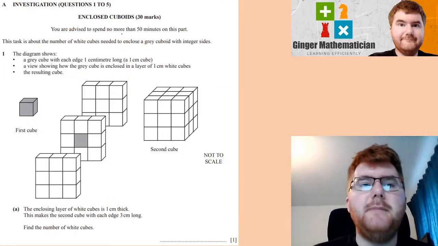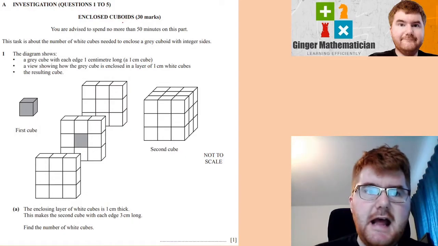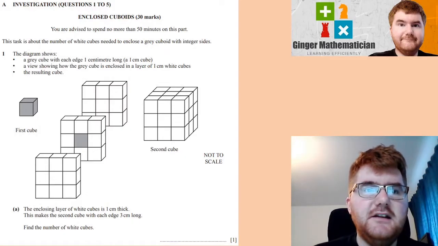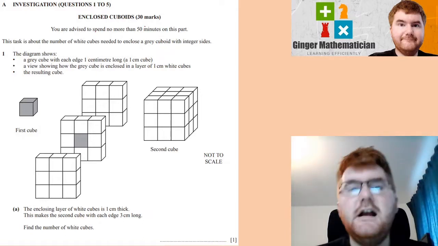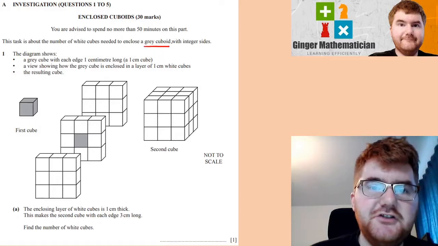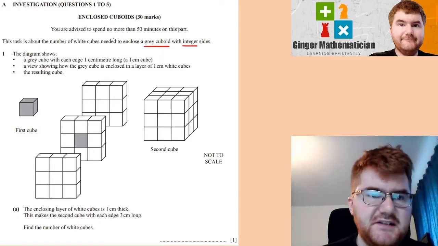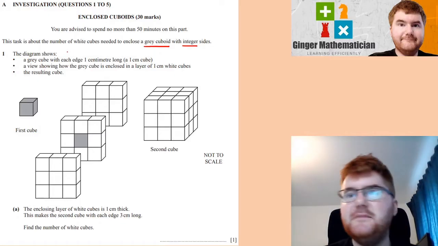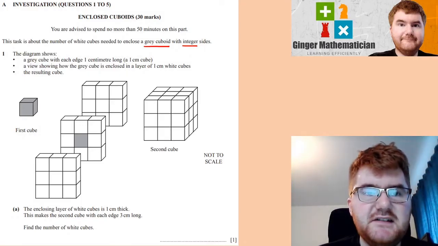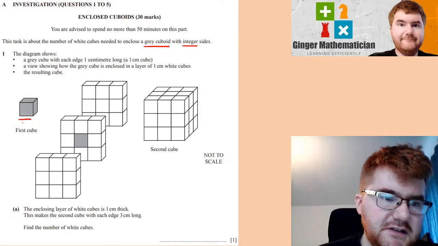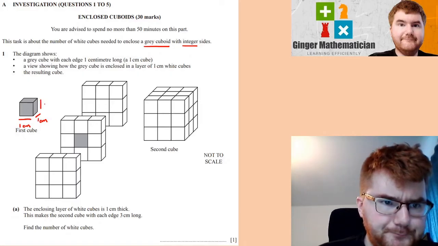So this one is all about enclosed cuboids. What we're going to do is look at the number of white cubes needed to go around a grey cuboid with integer sides, so with whole number sides. And we're given a diagram to demonstrate what's going on. So we have a grey cube with each edge 1 centimetre long, so it's 1 centimetre by 1 centimetre by 1 centimetre.